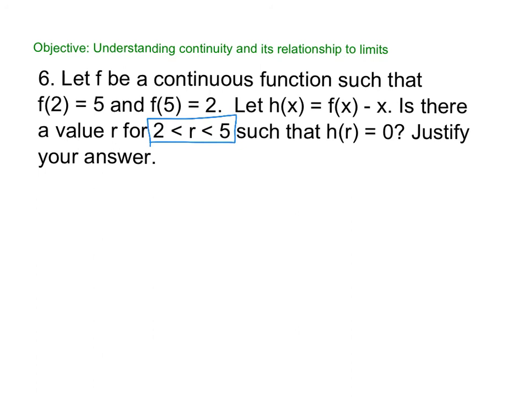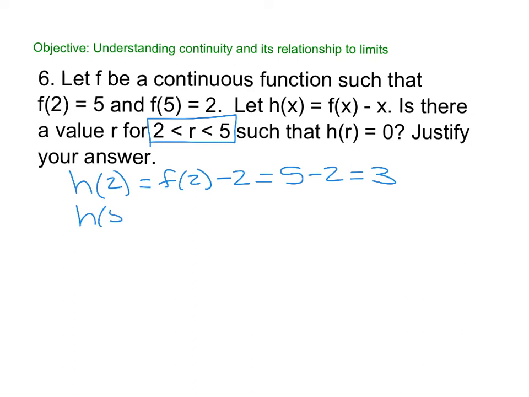So we're going to start by finding it. They're asking about h. Notice they give you info about f, but they're asking about h. So I'm going to find h of 2, because that's an endpoint of the interval. When I plug in h of 2, that's f of 2 minus 2. Well, f of 2 is 5. 5 minus 2 is 3. Now I'm going to find h of 5. h of 5 is f of 5 minus 5. f of 5 is 2, and we get -3. So that's good, right? We have a positive and a negative. So now justify your answer.